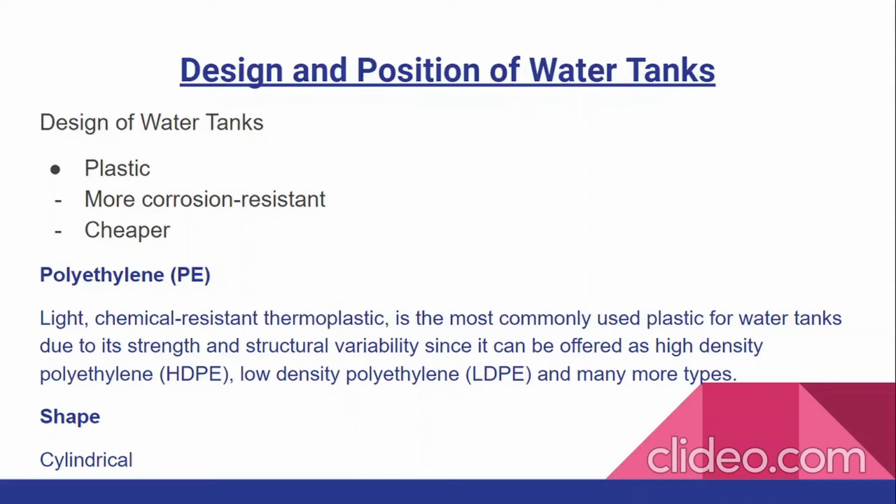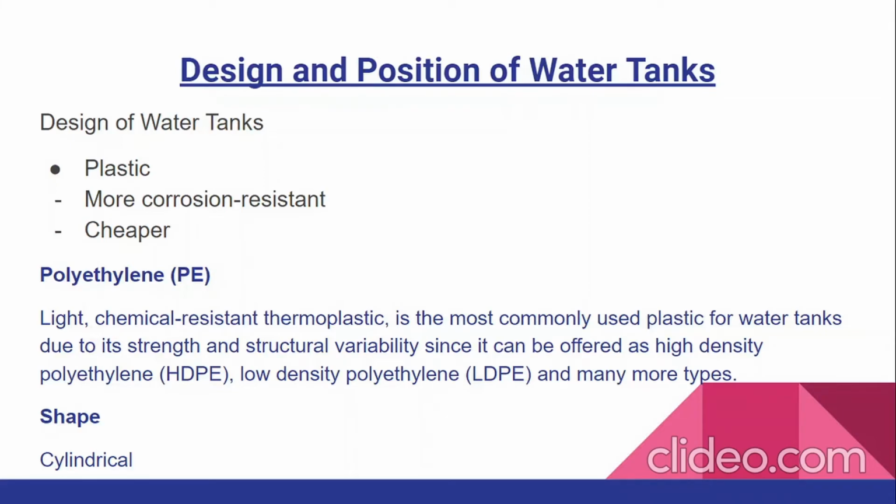The material our tanks are using is polyethylene, or PE for short. Polyethylene is a light, chemical-resistant thermoplastic. It is the most commonly used plastic for water tanks due to its strength and structural variability, since it can be offered as high density polyethylene, HDPE for short, known for its high strength to density ratio, and low density polyethylene, LDPE, for a softer variant of the material.